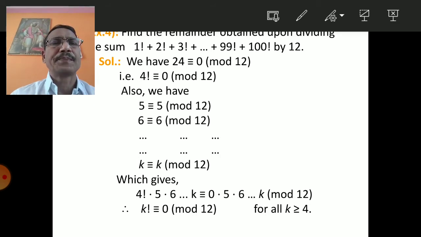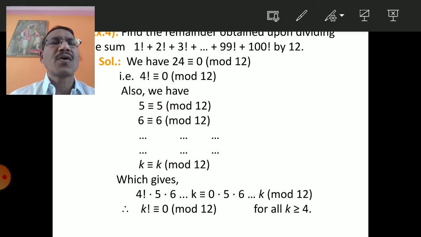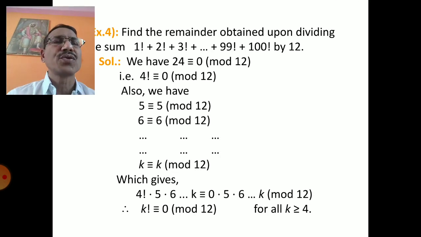But on the right part of the congruence there is multiplication by 0, therefore this will become 0, and hence this congruence: 4 factorial into 5 into 6 up to k, which can be written as k factorial, is congruent to 0 mod 12. Now this congruence is true for all k greater than or equal to 4.